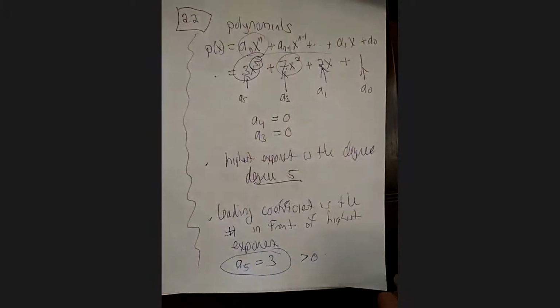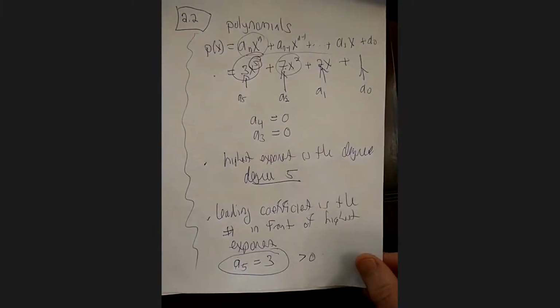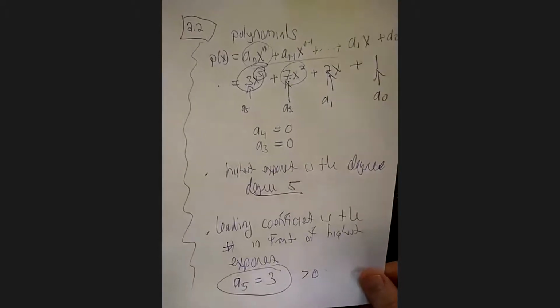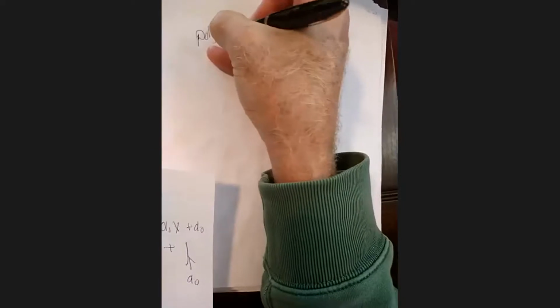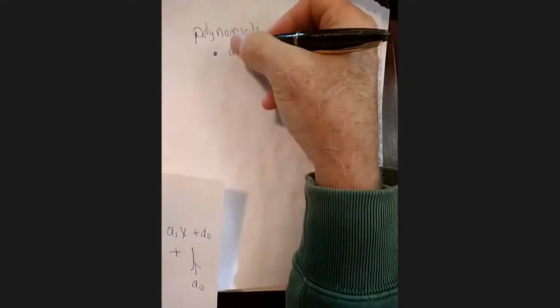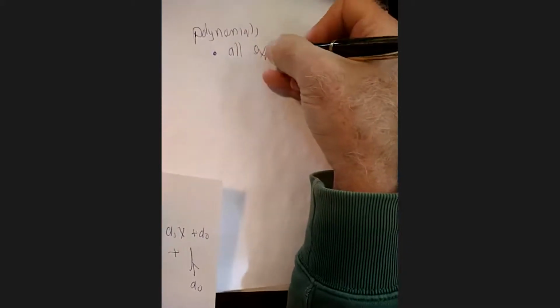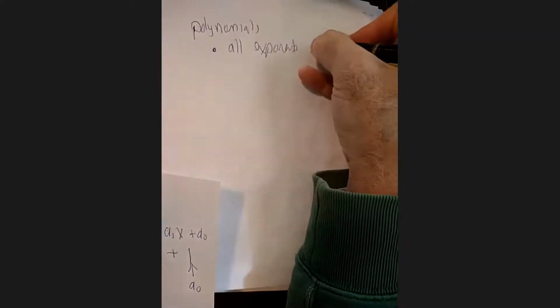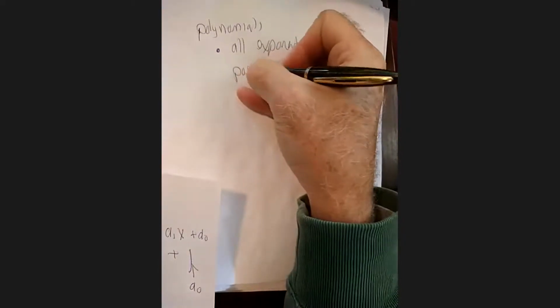Again, I go through all the notation in the video for 2.2. Okay. Polynomials have a couple of important properties, and I just want to list them. All exponents are positive whole numbers, so no roots.